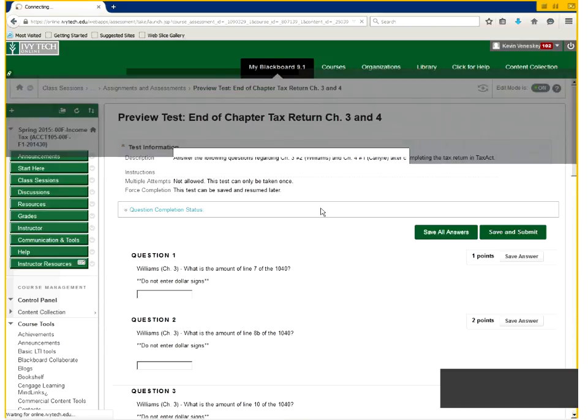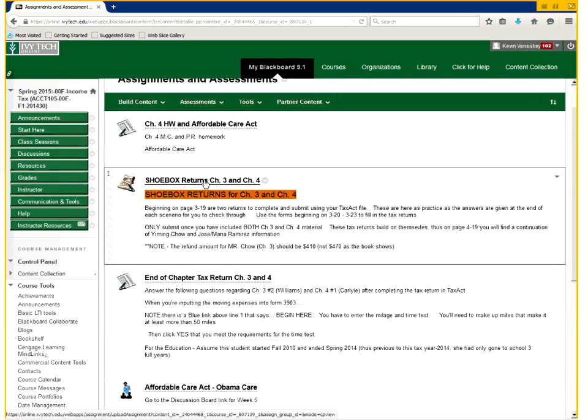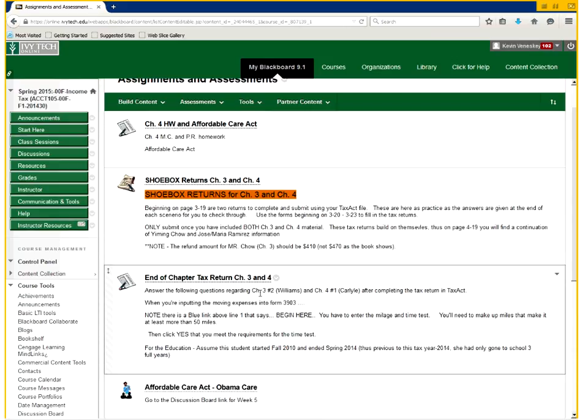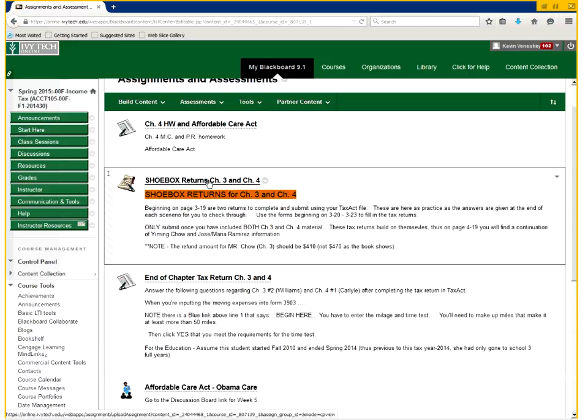Then what I'm going to have you do is start something new that's different than what you did in Chapter 1 and 2. These shoebox returns from Chapter 3 and Chapter 4 are there to help you understand the tax software as well as you can before actually going in and doing the returns in Chapter 3 and Chapter 4, the ones that are more graded, that you don't have any answers access to. With these shoebox returns, I'm going to pull up my textbook.